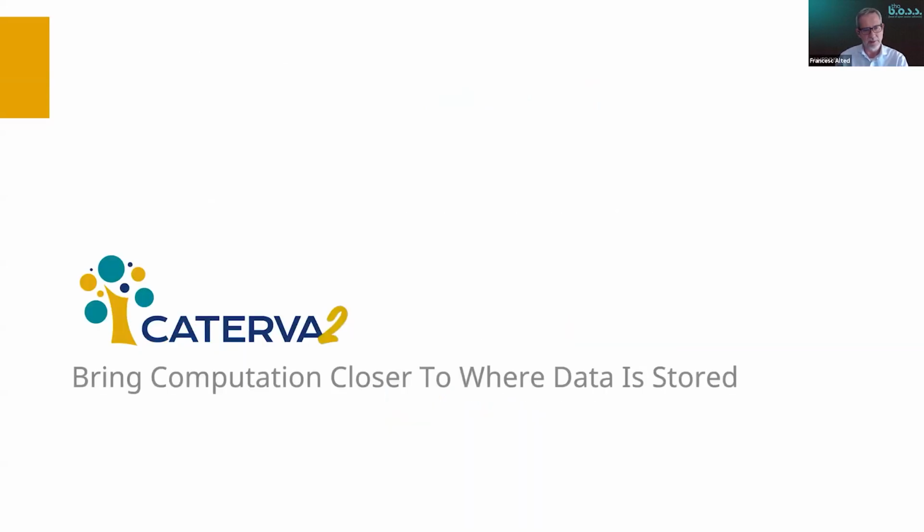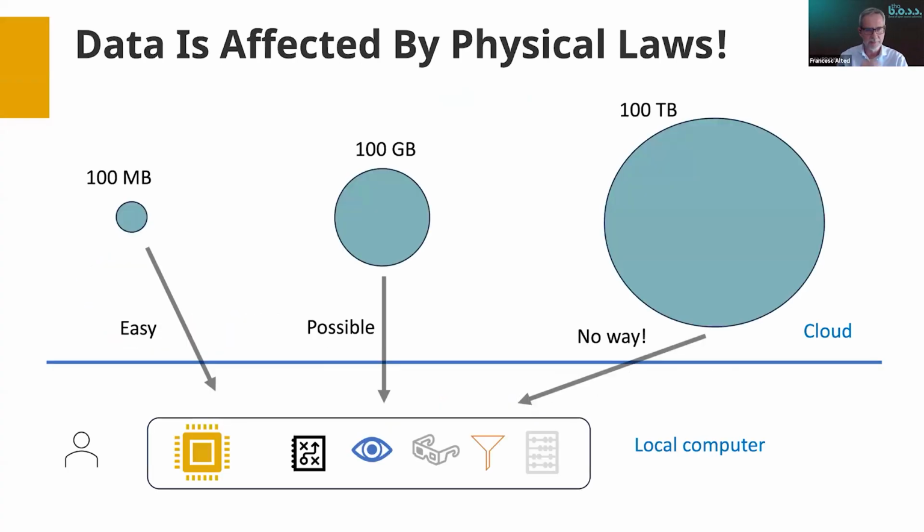So let's go straight to Caterva2, which is about bringing computation closer to where data is stored. As you probably know, data is enormously affected by physics laws, in the sense that whenever you want to download data from the cloud, if you try to download a small number of megabytes, it's relatively easy. A few hundred megabytes is possible, but it's still not very easy to do. And of course, if you are in the order of hundreds of terabytes, there is no way to bring all your data from the cloud to your local computer in order to do operations.